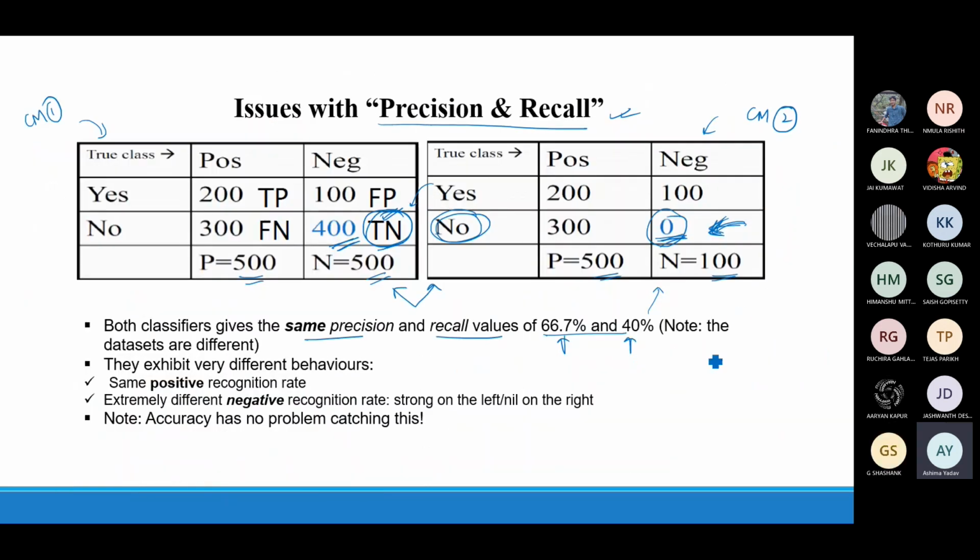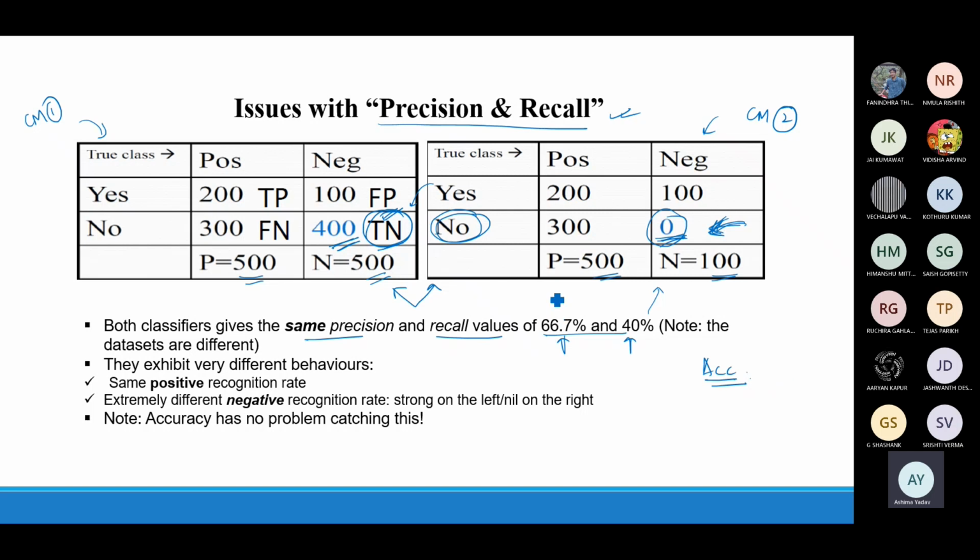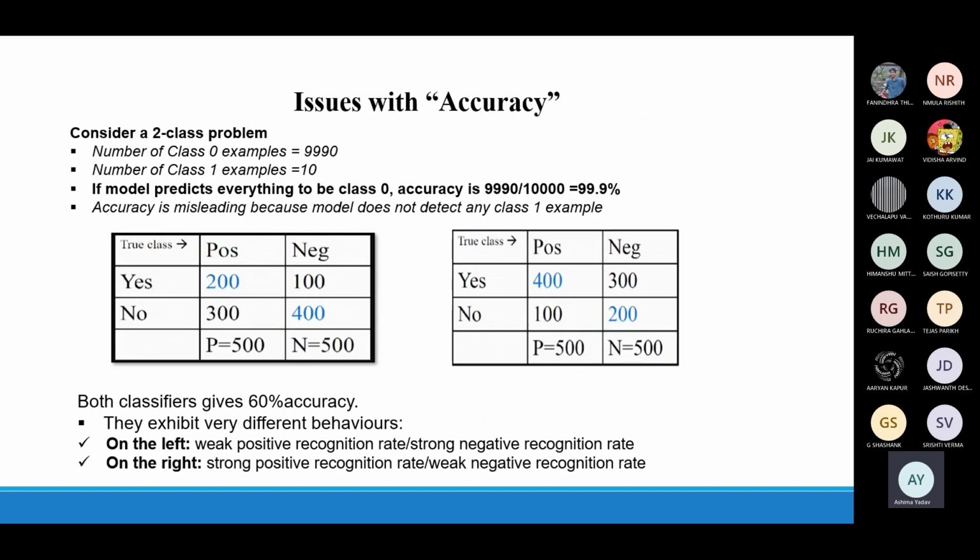So if you calculate the accuracy of both these models, you will get different accuracy, and the accuracy of this particular confusion matrix will be very low as compared to the other one, which shows the exact picture that obviously there is something wrong with this particular model. Now, why don't we only concentrate on accuracy, and why do we use precision and recall or F1 score? There are issues with accuracy also.